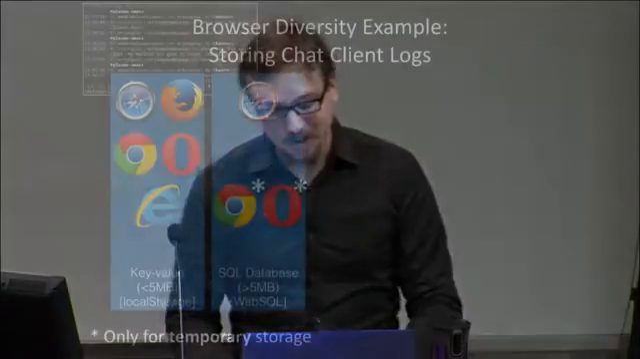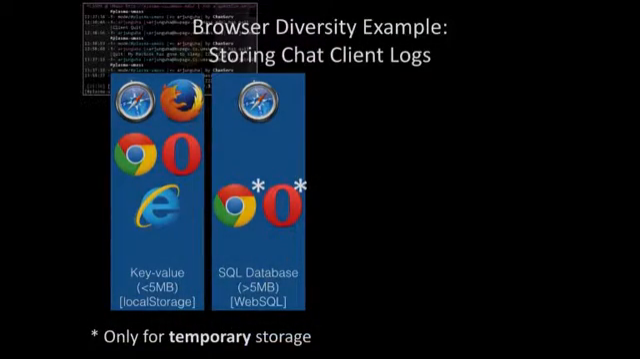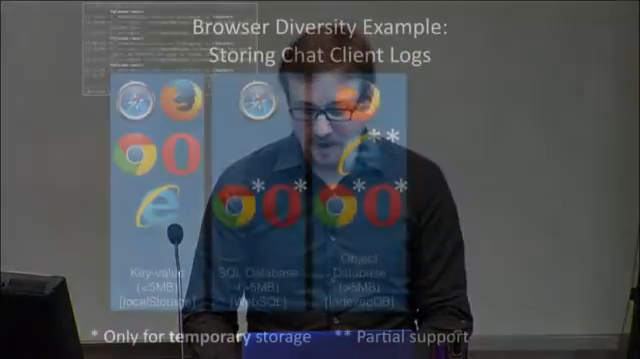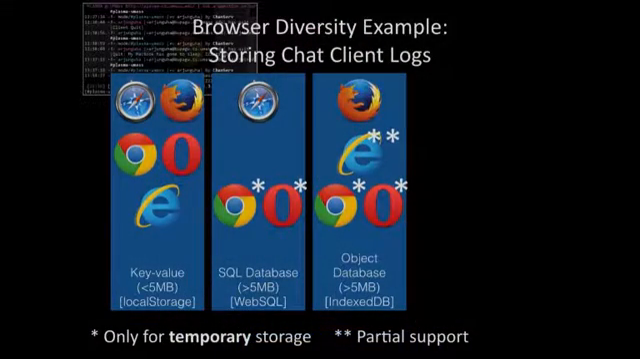Safari allows web pages to store larger amounts of data into a SQL database. Chrome and Opera offer the same functionality, but they do not persist the database. It is temporary storage. Firefox and Internet Explorer allow web pages to persist data in an object database. And once again, Chrome and Opera put it into temporary storage so they don't persist it. And Internet Explorer's version is not fully spec compliant.